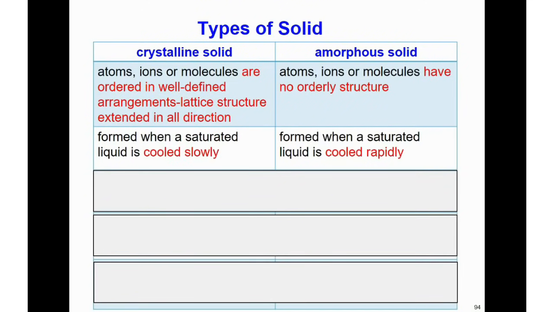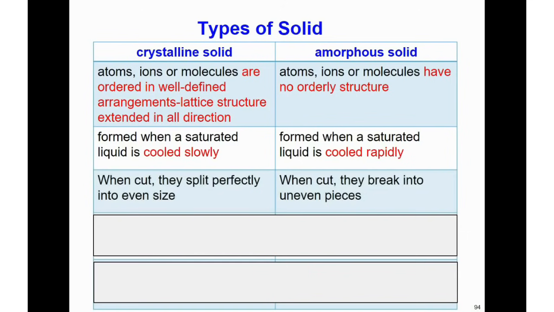Next, let's look at the formation of these solids. Crystalline solid is formed when a saturated liquid is cooled slowly, while amorphous solid is formed when the saturated liquid is cooled rapidly. The next one, when crystalline solid is cut, it splits perfectly into even sizes. But for amorphous solid, when it is cut, it breaks into uneven pieces.